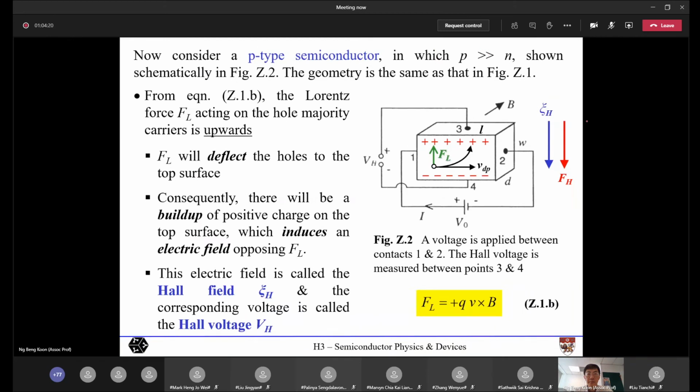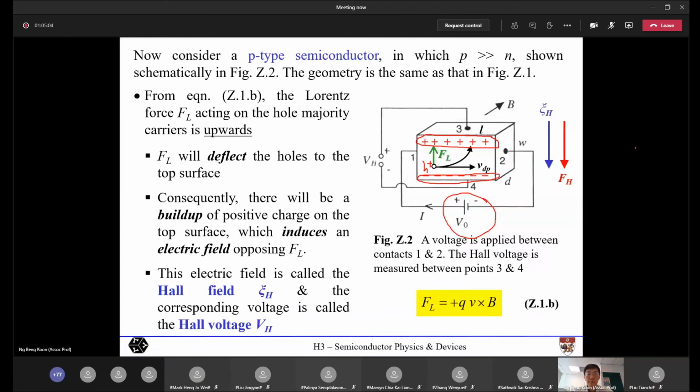So we consider holes in this case. We consider holes moving in a semiconductor because of the presence of the voltage source. The current flows from left to right, which means that the holes, H plus, are moving from left to right. If you do a cross product of velocity with magnetic field, you find that the Lorentz force is upwards. As the holes move from left to right, they get pushed upwards to the top surface, and you get accumulation of positive charge on the top surface of your semiconductor. Conversely, the bottom will be more negative.